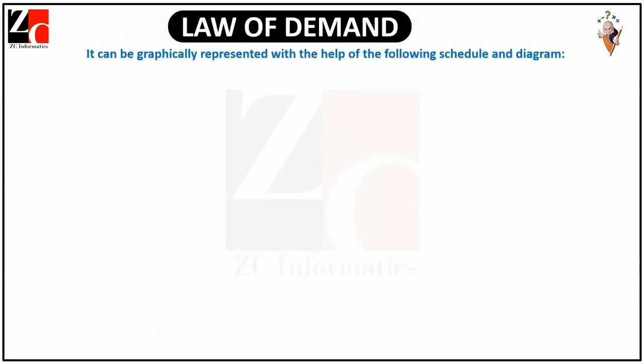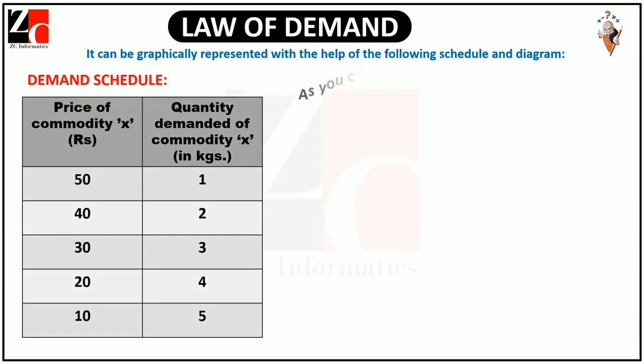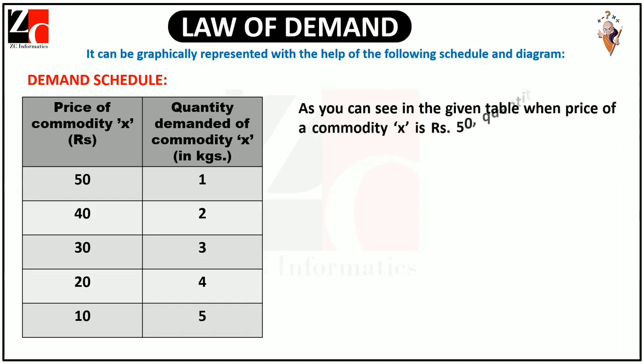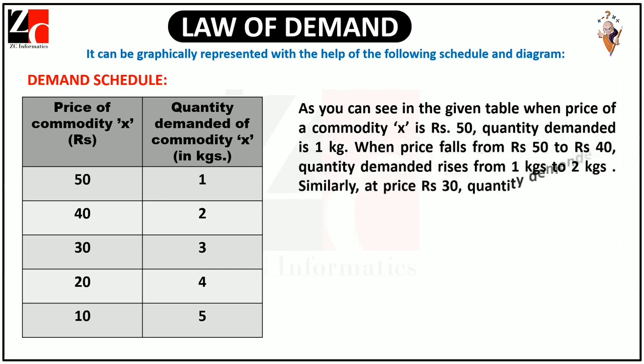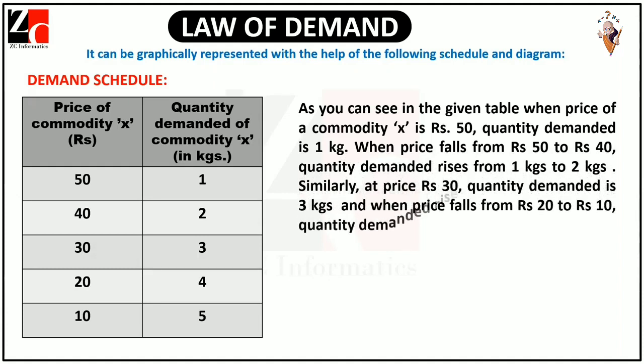It can be graphically represented with the help of the following schedule and diagram. Demand schedule. As you can see in the given table, when the price of commodity X is Rs 50, quantity demanded is 1 kg. When price falls from Rs 50 to Rs 40, quantity demanded rises from 1 kg to 2 kg. Similarly, at price Rs 30, quantity demanded is 3 kg. And when the price falls from Rs 20 to Rs 10, quantity demanded rises from 4 kg to 5 kg.